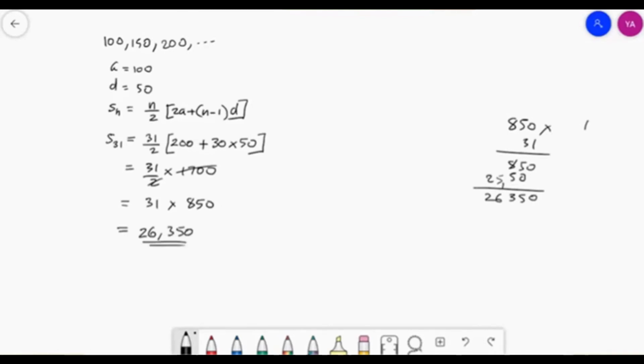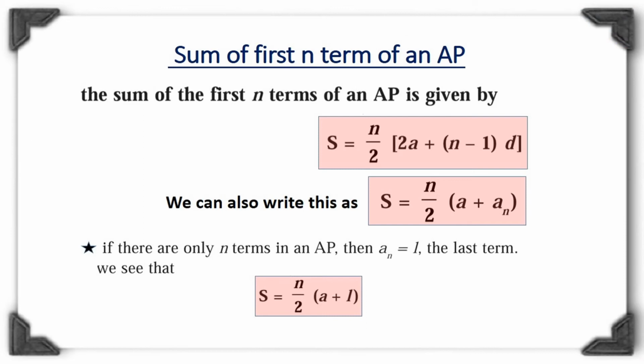So in this lesson we discussed how to find the sum of the first n terms of an arithmetic progression. We practiced some example questions.